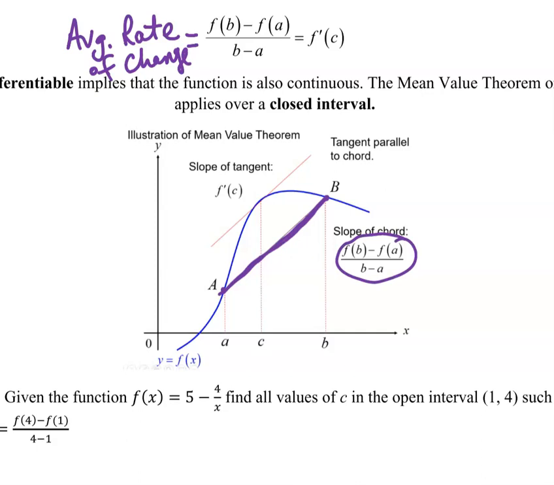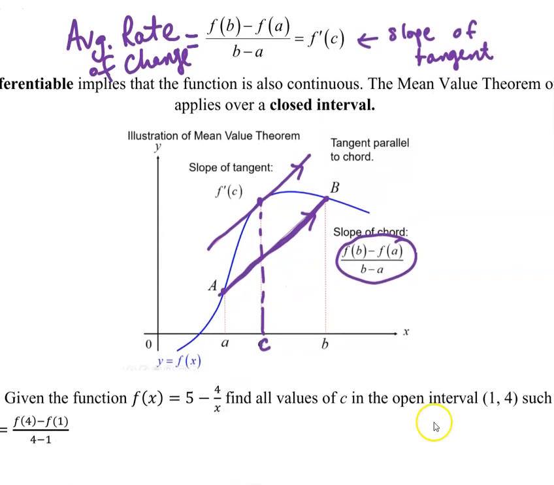Somewhere between them, there is a location C where the derivative, which remember, that's the slope of the tangent line, right? That's what the derivative is. So there is a location where the tangent line slope is equal to the average rate of change. And there it is. Those two lines are going to be parallel. That's what we're saying. So in this example, that happens at C, and notice that C is in between A and B. So let's look at one quick example here.